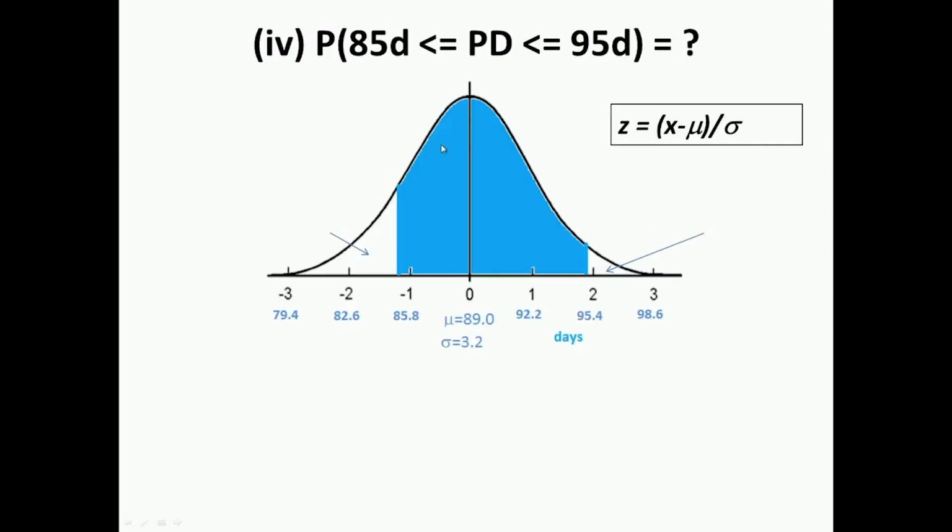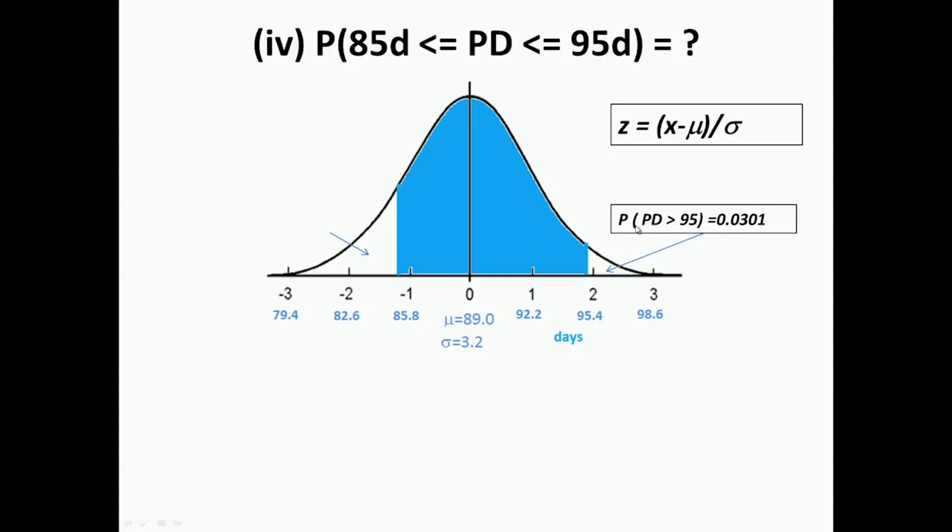Now, we go to the third probability question, which was what is the probability that the project duration lies between 85 and 95. The shaded area here is again what is represented by this relation. So, we want the probability to lie between, it should be greater than or equal to 85 and less than or equal to 95, and this shaded area we can calculate from our earlier values.